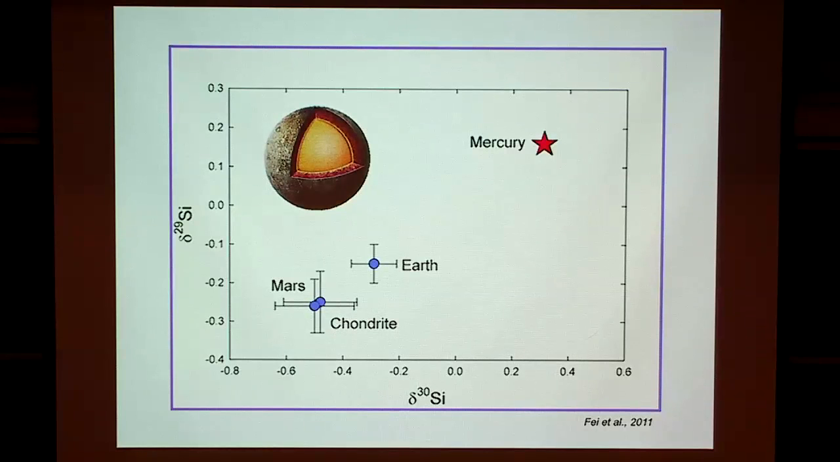Oh, this is good. I like this. Is it also possible to explain the isotopic difference between Earth and chondrite by vaporization? There are people that have tried evaporation, vaporization. The problem is that magnesium doesn't show this same difference, and magnesium and silicon have basically the same volatility.